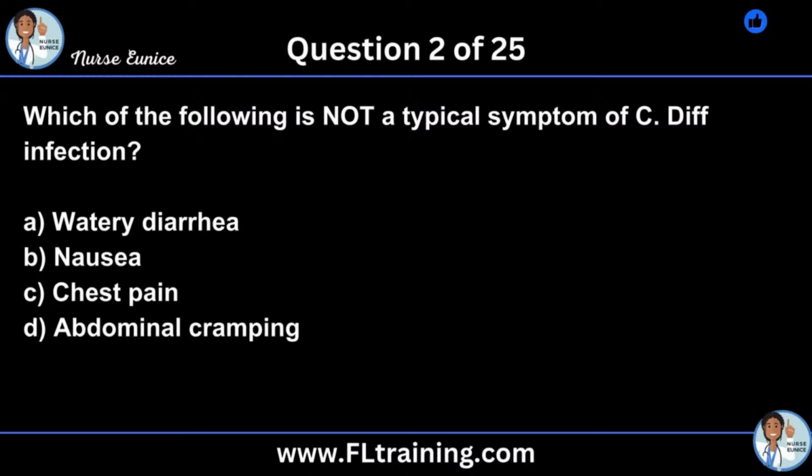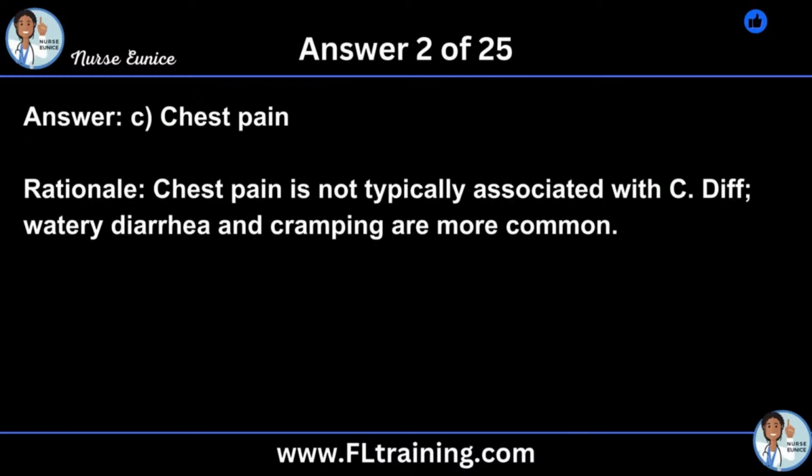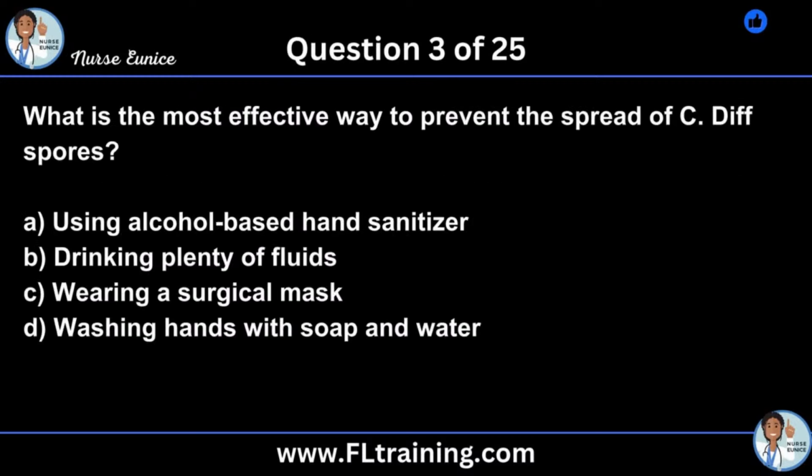All right, let's see how we do for question number 2. Which of the following is not a typical symptom of C. diff infection? A, watery diarrhea, B, nausea, C, chest pain, or D, abdominal cramping? We'll be revealing the answer in 3, 2, and Catherine has it. I see Catherine and Ann. Great job. It is chest pain. Chest pain is not typically associated with C. diff. However, watery diarrhea and cramping are more common.